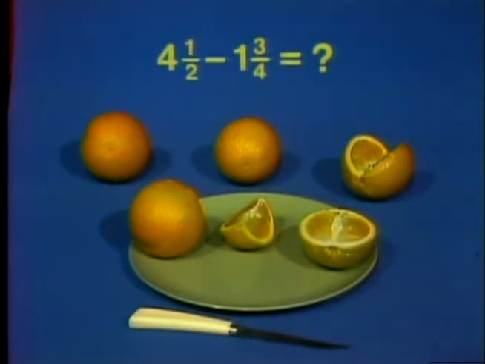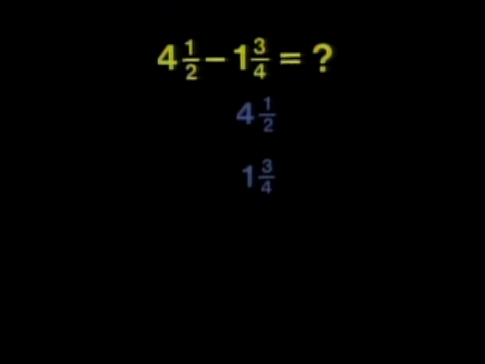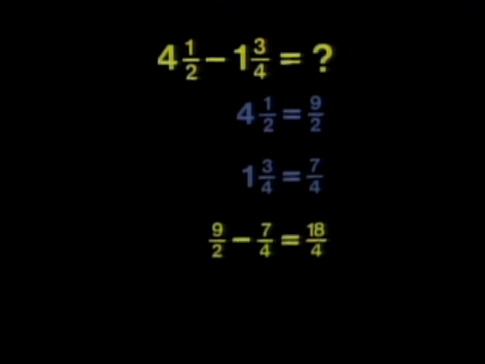To get the answer, we compute 4 1/2 minus 1 3/4. Changing each mixed number to an improper fraction, the problem becomes 9/2 minus 7/4. Multiplying 9/2 through by 2, that's equal to 18/4 minus 7/4. The answer is 11/4, or 2 3/4 oranges.